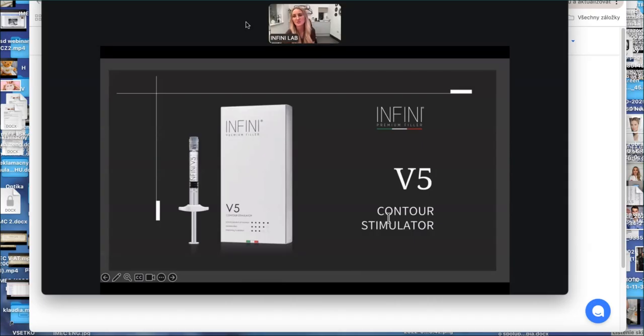And when we talk about stimulating deeper structures, especially ligaments, my first choice is usually Infini V5. And this is not a standard stimulator. This is, I would say, a contour stimulator designed with a very specific purpose. It provides stability, support, and long-lasting biological activity exactly in the place where we inject that product.